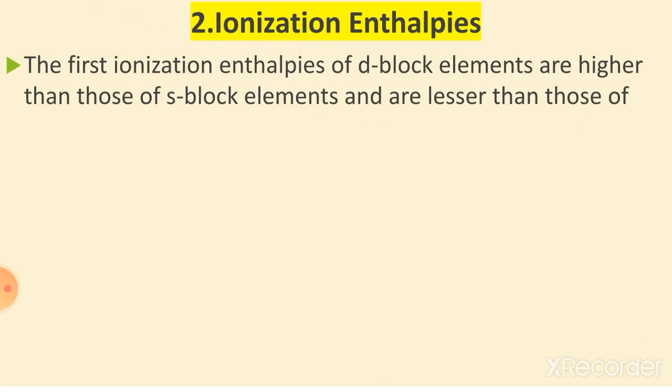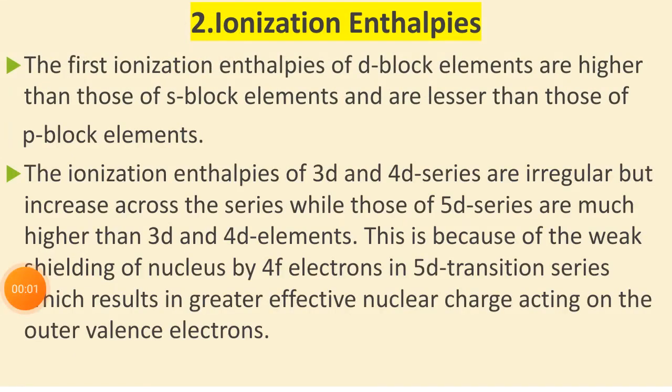That symbol is delta IH naught. So dear students, the first enthalpy of ionization of d block elements is higher than that of s block elements and lesser than that of p block elements. As you know, d block comes between s and p block elements. So that's why, if you follow the regular rule, from left to right, enthalpy of ionization increases. This is due to decrease in atomic size.